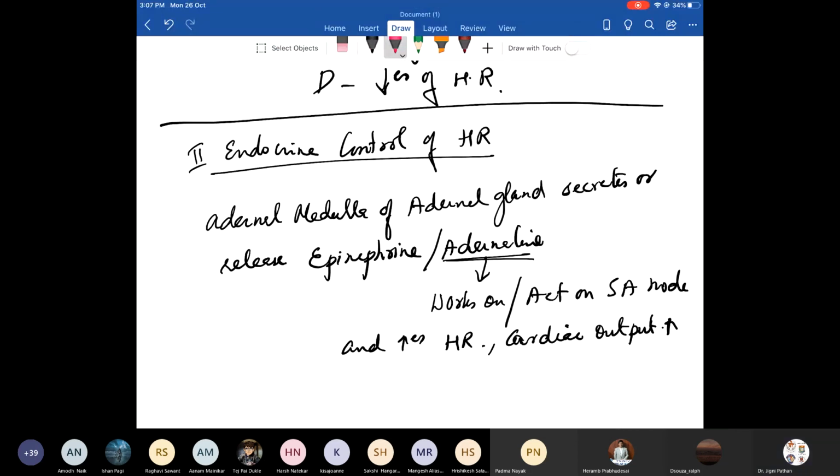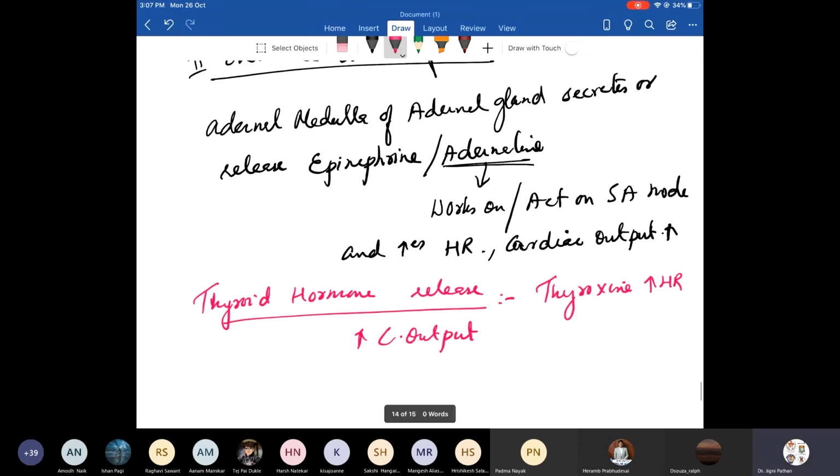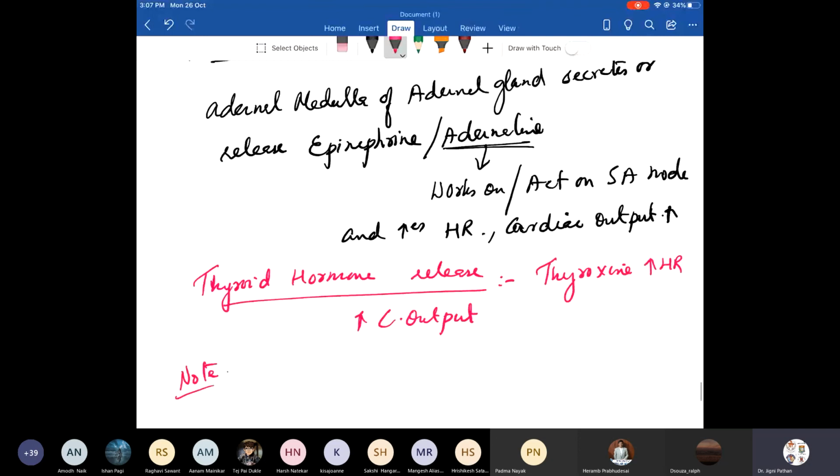Next. You have thyroid hormone release. Thyroid hormone is thyroxine. Thyroid hormone, thyroxine, also increases heart rate and increases cardiac output. CO is cardiac output. Note, write down. This much only you need to know about the endocrine control of heart rate.